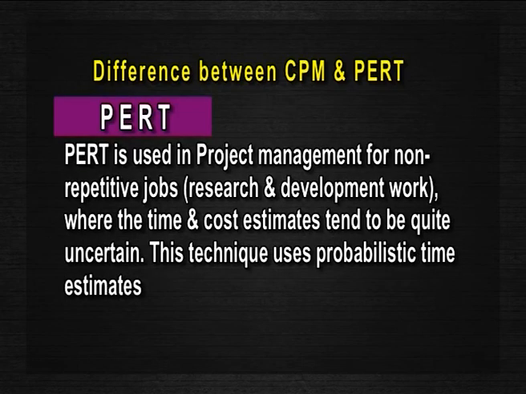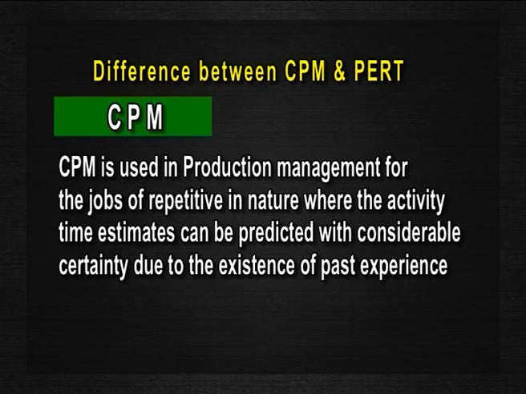PERT is used in project management for non-repetitive jobs such as research and development work, where the time and cost estimates tend to be quite uncertain. This technique uses probabilistic time estimates. CPM is used in production management for jobs that are repetitive in nature, where the activity time estimates can be predicted with considerable certainty due to the existence of past experience.